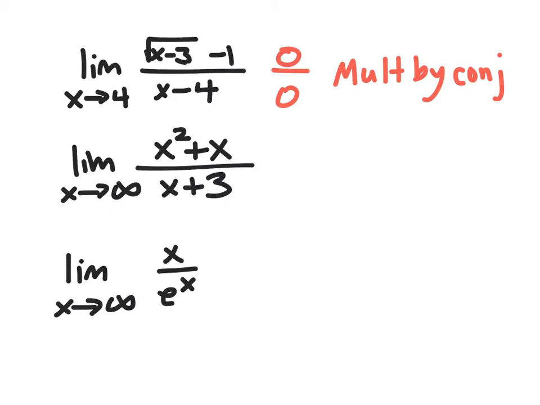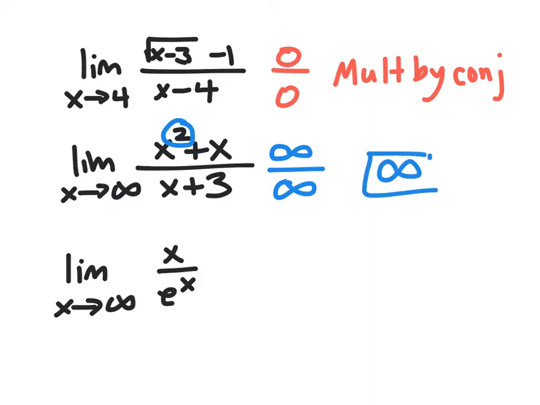The next one we've also seen, limits at infinity. Both of these are going to infinity. As x increases, the functions are going to increase. But we can't just divide infinities and say this goes to 1 or anything. We see that the higher degree is in the numerator, so the numerator is growing faster than the denominator, and so this limit actually is positive infinity.